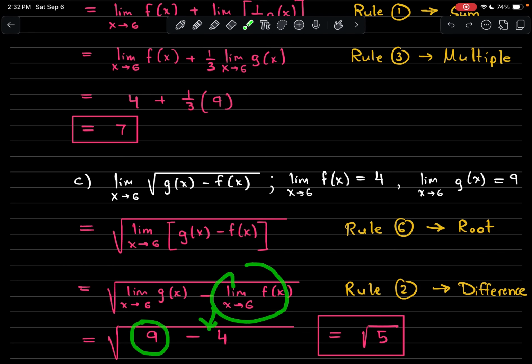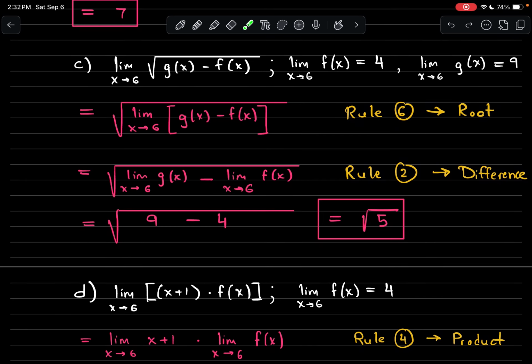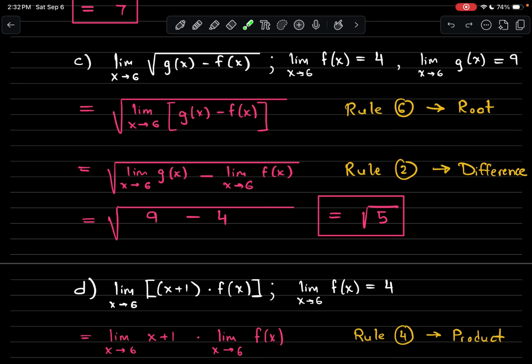Example D. The limit as x approaches 6 of the product of x plus 1 times f of x. Okay, so the only one that we really have to substitute in here for is the limit as x approaches 6 of f of x. So let's go ahead. We'll use rule number 4. We'll break apart this product to begin with.